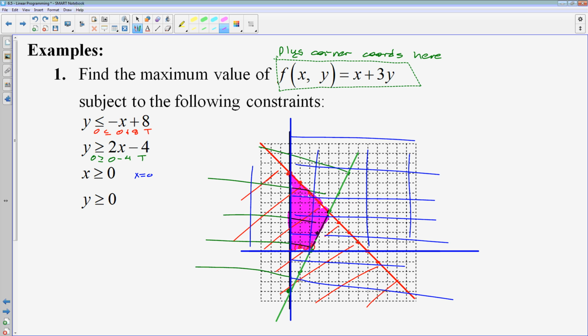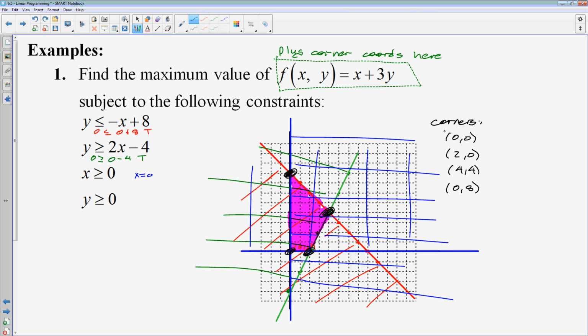Then once I find my region that's contained by all of those inequalities, I write down the coordinates of the corners. I have a corner right here, a corner right here, a corner right here, and a corner right here. Those corners are the ordered pair 0, 0. Then I have 2, 0. Then I have the ordered pair 2, 3, 4, 4. And then I have the ordered pair 0, 8.